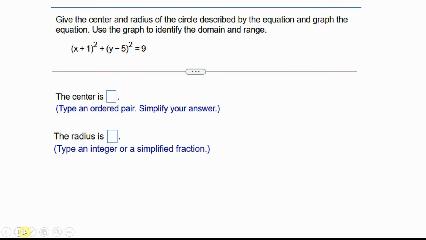So what about this one? What's the center for this equation? -1, what else? 5. Good. And the radius? 3.